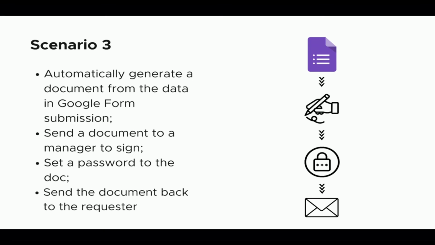Okay, so the last scenario for today would be automatically generate a document from the data in Google Form submission. Then we want to send this document to a manager to sign. Then we will set a password to this doc and send the document back to the requester.